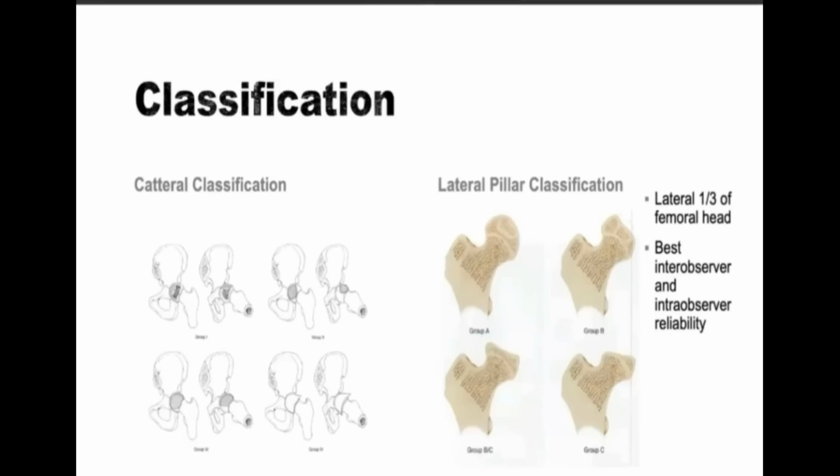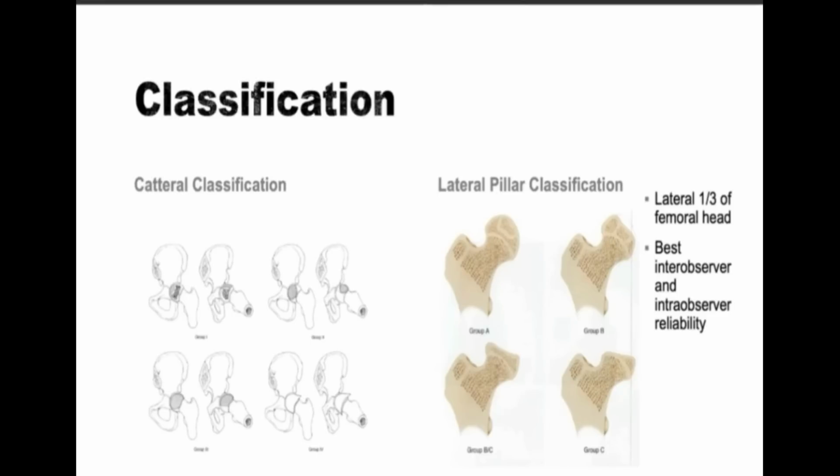How do we classify this? Well, classification schemes are kind of funny, but the easiest way to think about it is how can you talk to other orthopedists and how can you relate the amount of disease burden that's going on in the hip. So the most commonly used one today is the lateral pillar classification. And what that represents is how much of that lateral 1/3 of the epiphysis has been flattened.